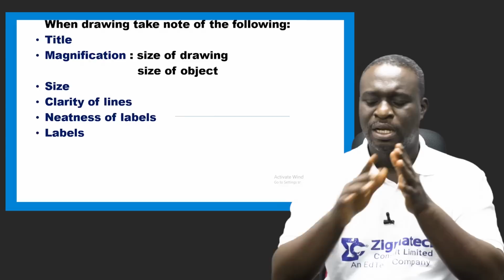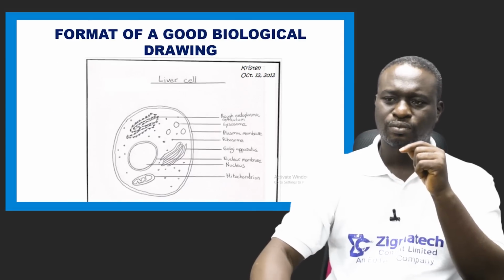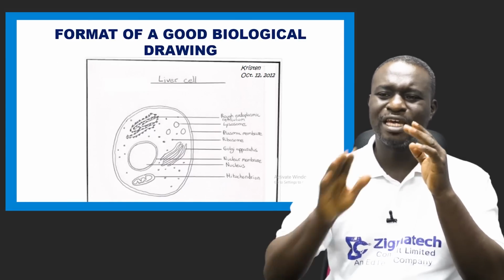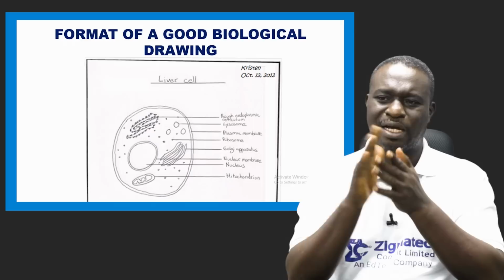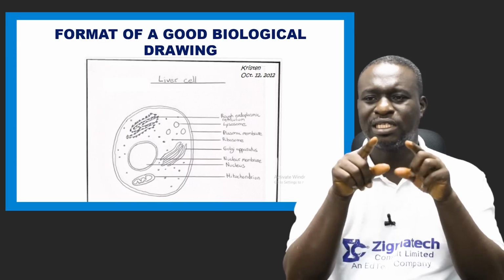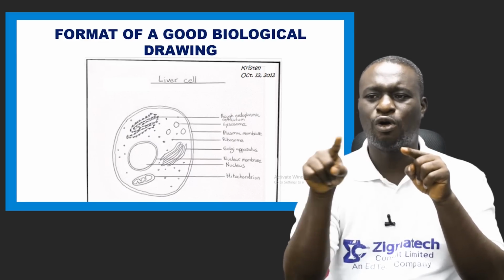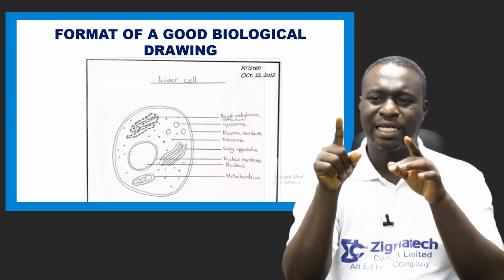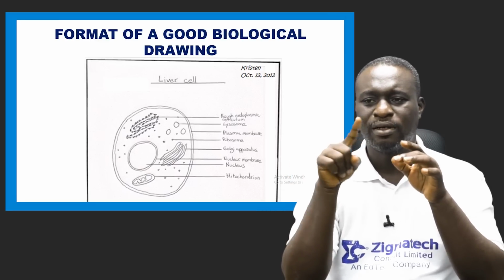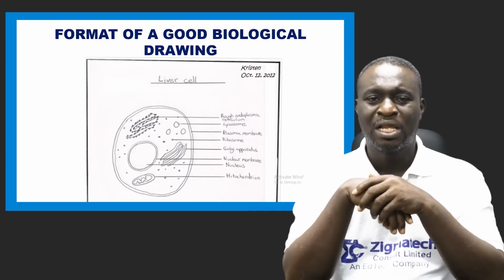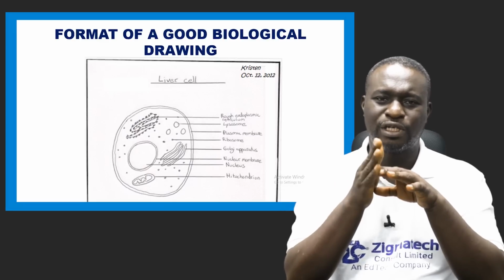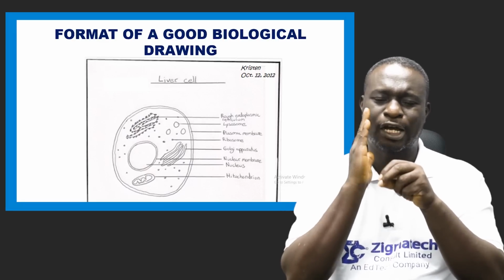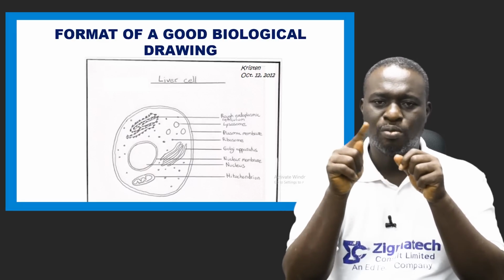Now let's take a look at a format of a good labeled diagram. You see that the lines are all neat and horizontal. They are not woolly. And if you're doing any section in that part where you actually did a cut or a section, you must draw it.